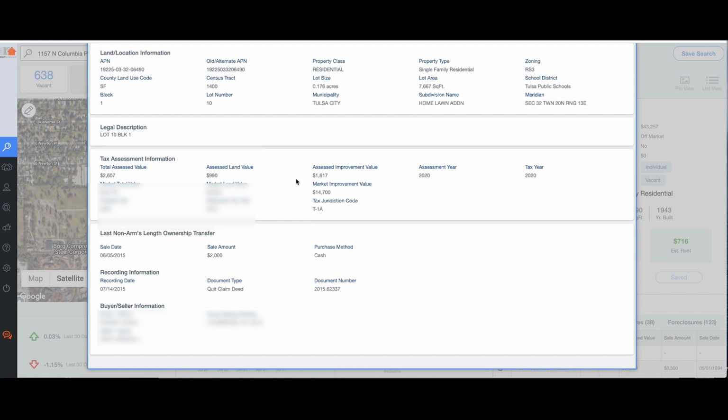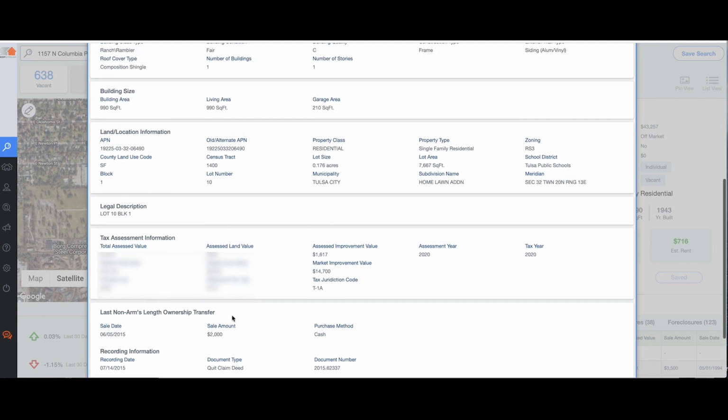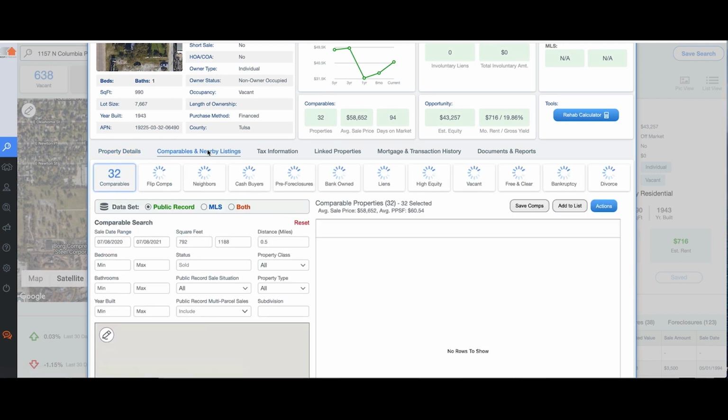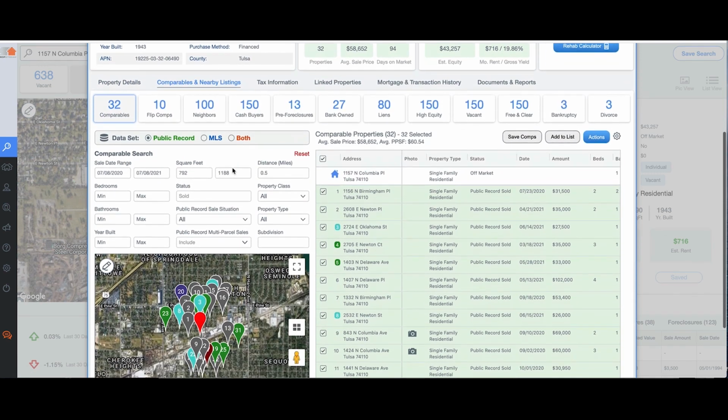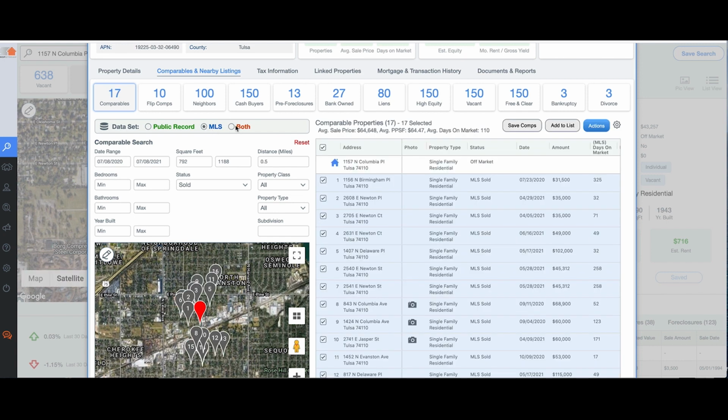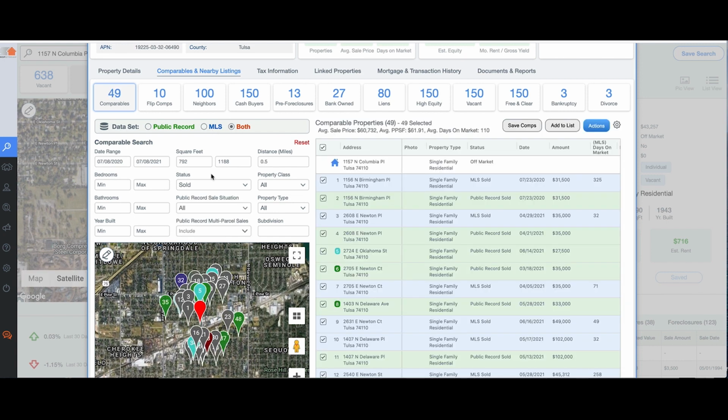It will give you some assessed value. I wouldn't use that to come up with its value. It gives you the owner name. So what I care about is I go to comp and nearby listings. What's cool about Propstream is it'll put preset filters. It'll do the last year of public record sales. You could also do MLS, and you can also do both. So if you do that, I'm going to leave it at both for now.